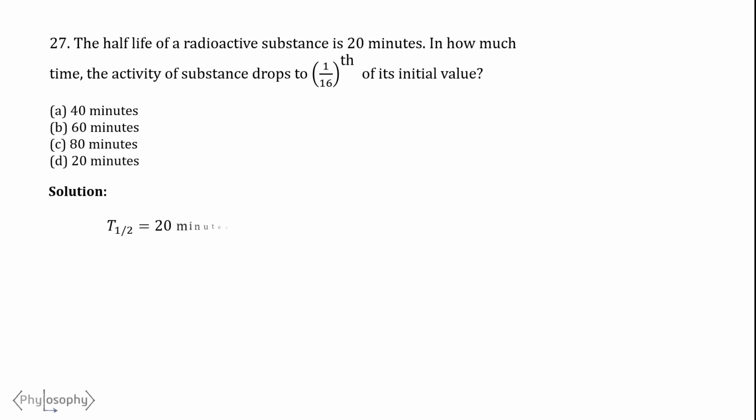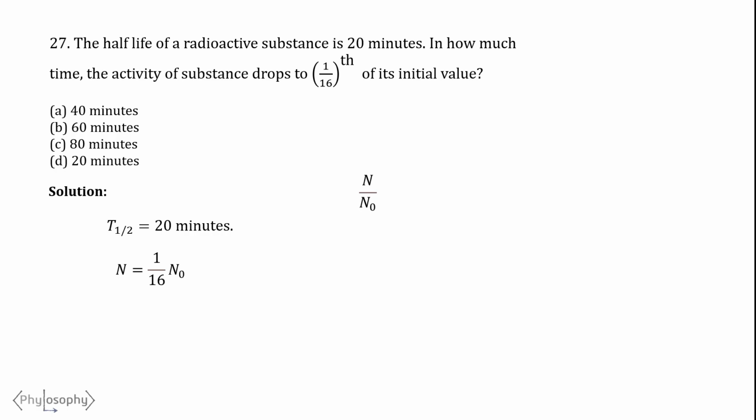So it is given that T half is 20 minutes and we have to find the time at which N is equal to 1/16 times N naught, that is 1/16 of its initial value. Now since the half-life of the substance is 20 minutes, this means that after every 20 minutes the number of radioactive nuclei present in the substance will be reduced to half of its previous value.